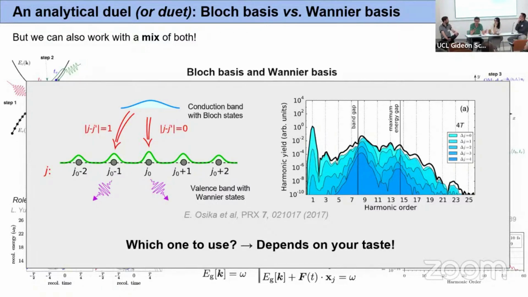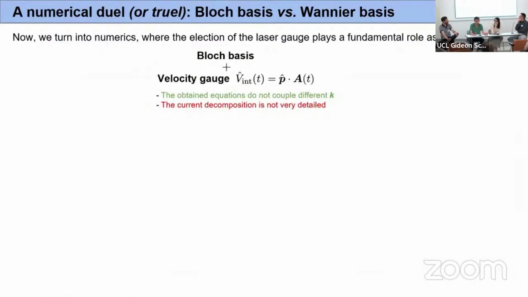But as well, and this is something that we want to discuss with you if you have any preference. Also, one can select its preference depending on the practical uses. So for example, now this debate can also be extended to the numerical realm. But now we talk about a truel because now the laser gauge plays a fundamental role. And in this case, I don't have any specific preference, but I think one should choose the method that best suits the material or the observables they want to look at.